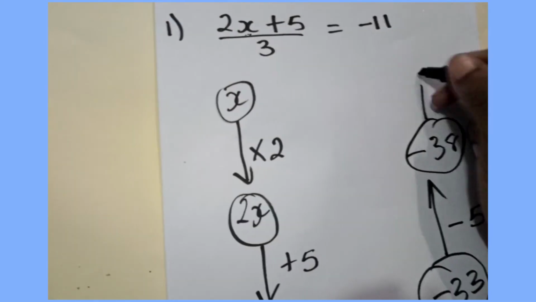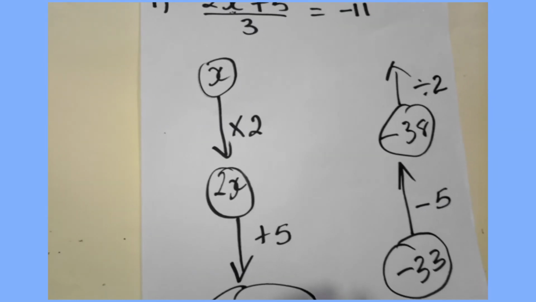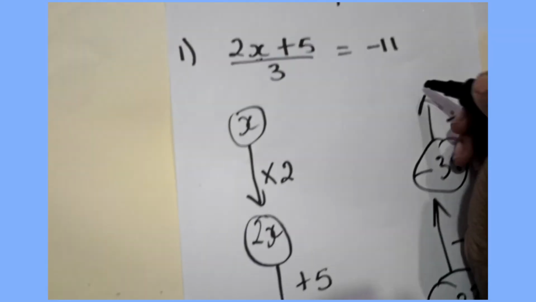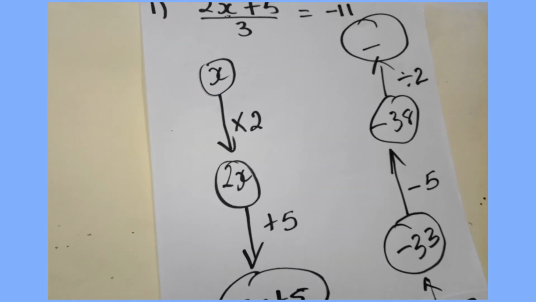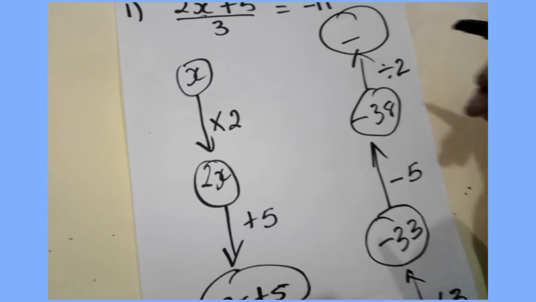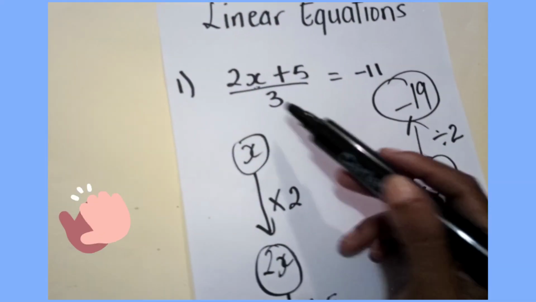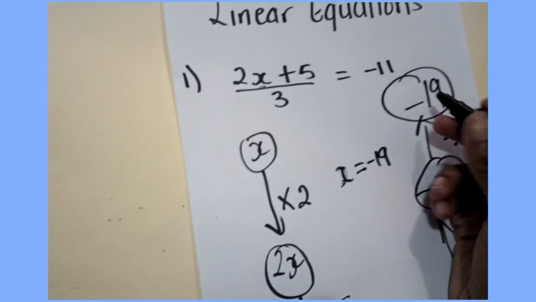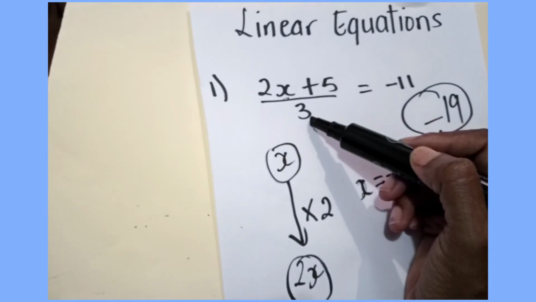And the next operation now is to do the opposite of that, which is dividing by 2. So when we divide negative 38, one positive and one negative, our result must be negative. When we divide negative 38 by 2, our answer is 19, so it's negative 19. So what this means is that x is equal to negative 19.